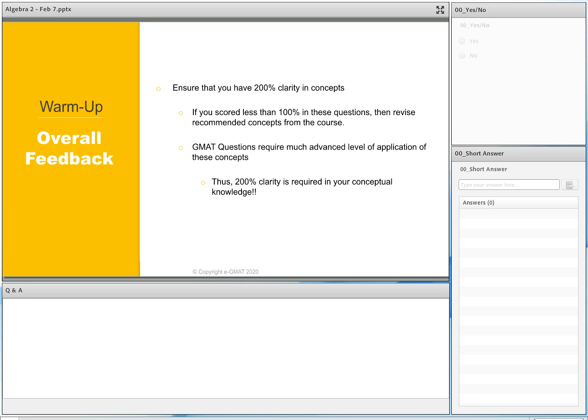The next set of questions that we are going to solve would require a much more advanced level of application of these concepts. So having 200% clarity on the concepts and the application of concepts is really very, very important. At any point in time, if you feel that you need to learn a bit more, go to your e-GMAT free trial, look at the free resources that you have, and that would help you a lot in understanding the concepts and the process of applying them. Right? With that, let's move ahead to the next section.